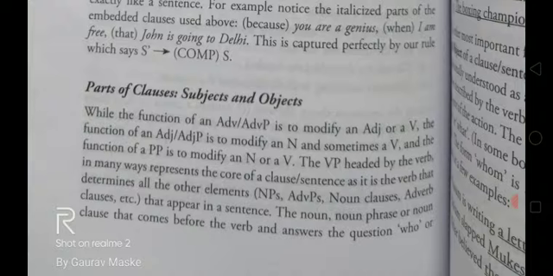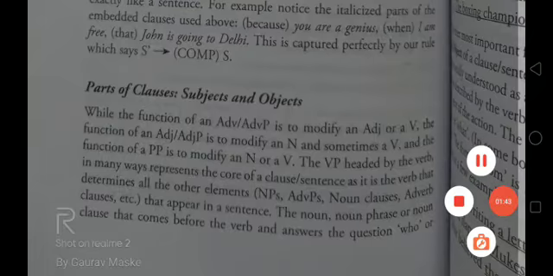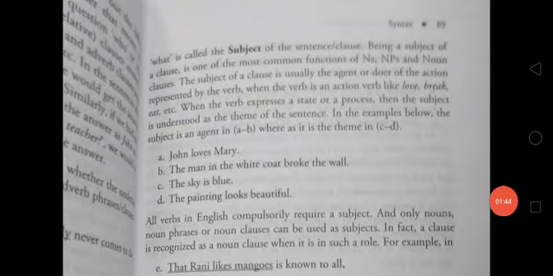The noun phrase or noun clause that comes before the verb and answers the questions who or what is called the subject of the sentence or clause. Being a subject of a clause is one of the most common functions of NPs and noun clauses.